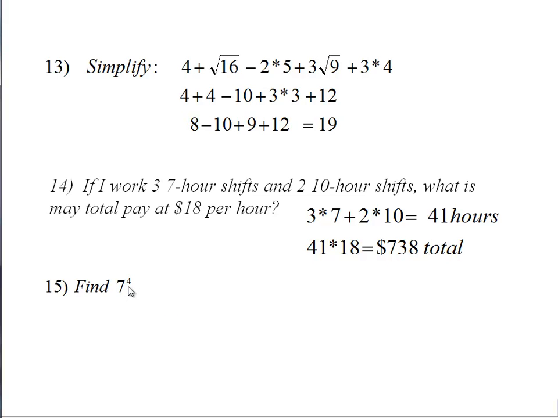Okay, the last one I want to quickly review is find 7 to the 4th. Okay, 7 is our base. 4 is our exponent. And then to do this, if you have a calculator with an exponent key, you can use it. But if your calculator does not have an exponent key, just write 7 is your base, and 4 tells you how many, so it's 4 7s. 7 times 7 times 7 times 7. And I believe that's 2401.